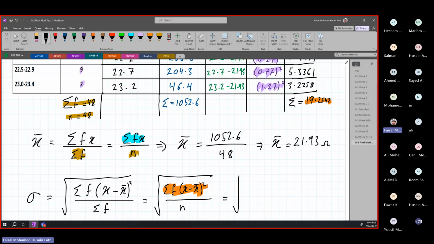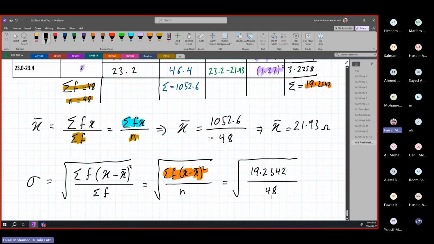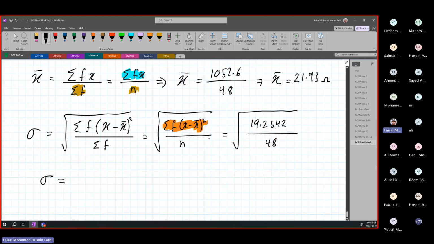So it's equal to the square root of 19.2542 divided by our n, which is 48. Therefore, our standard deviation is going to be equal to 0.6333. I'm not sure if this is the actual answer, but okay, it's fine. So it is 0.6333.